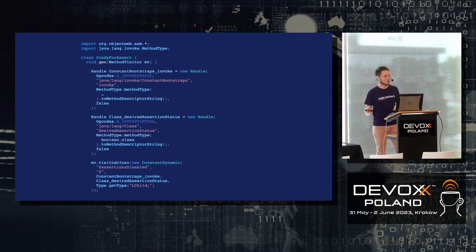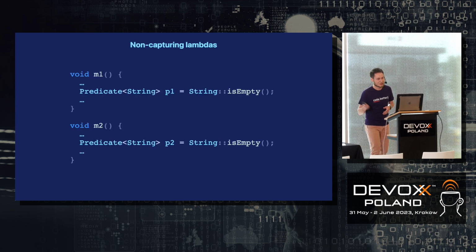We can use a wonderful bytecode manipulation library, so-called ASM, which JaCoCo uses under the hood. And here is how to construct constant dynamic. Not that hard, actually, if you can read documentation.